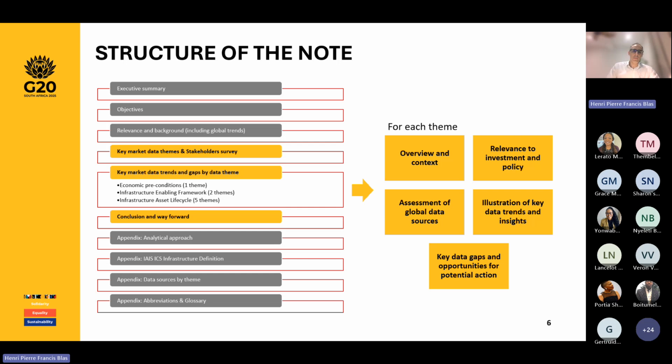And for each of them, we present why they matter, the overview and context. And then we have an assessment of global data sources that's complemented with the mapping of all the sources we could find. So this way, if you're looking for global benchmarks on a particular angle, we've tried to highlight where you could find them. In some cases, there's none of those, and so we've tried to map them at least across the G20 members. So you'll see an appendix of that note.